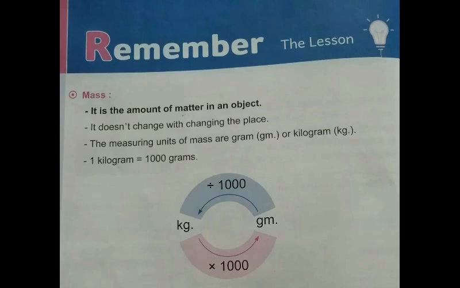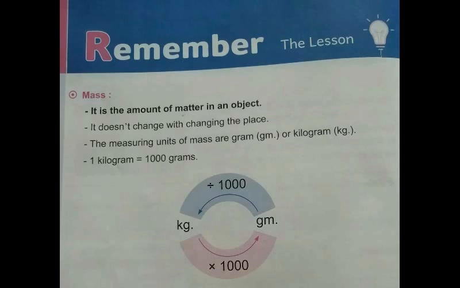Mass number 1 it's the definition. الماس هو it's the amount of matter in an object. معلومة تانية it doesn't change with changing the place لأنه عنده constant value، في له قيمة محددة لا تتغير بتغير المكان. Number 3 the measuring units of mass are gram or kilogram.